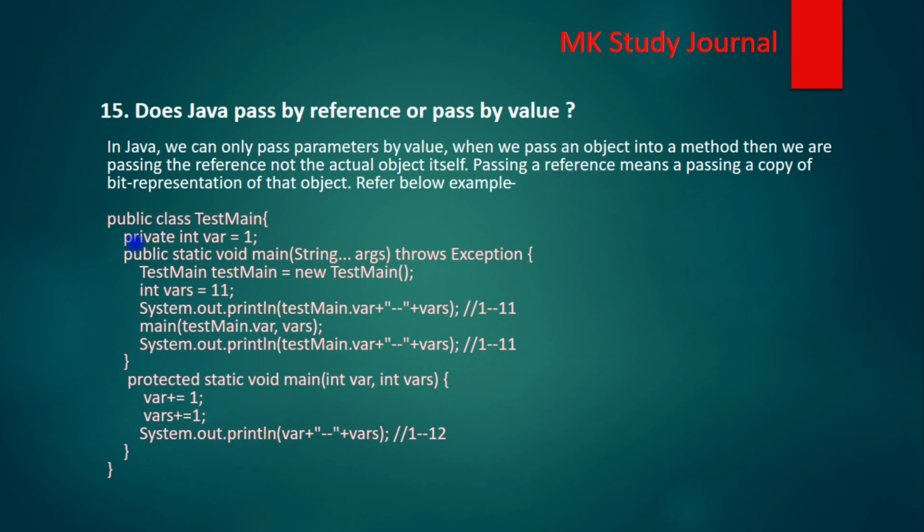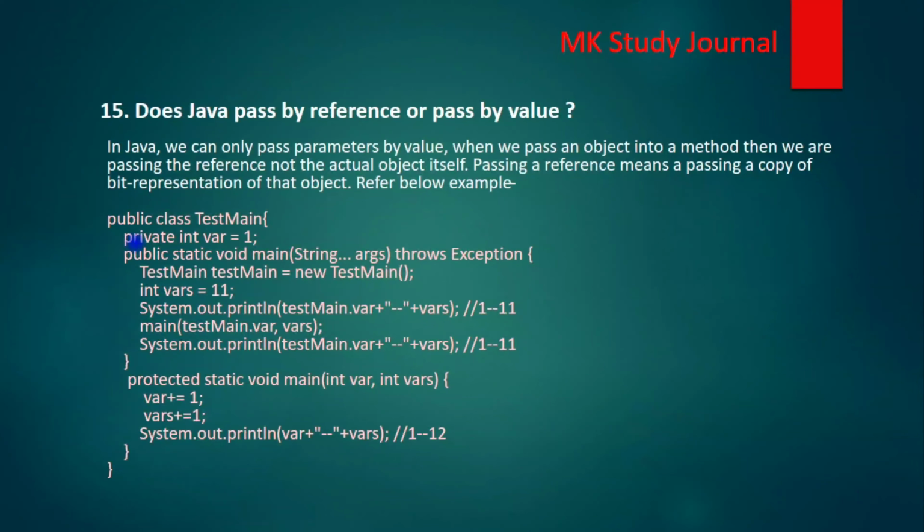Does Java pass by reference or pass by value? In Java we can only pass parameters by value. When we pass an object into a method, we are passing the reference, not the actual object itself. So when we pass the object into a method and update the value within the method, the value will be updated only in the method scope. Outside that method the original value will not be updated. That proves that Java mainly passes by value, not by reference.